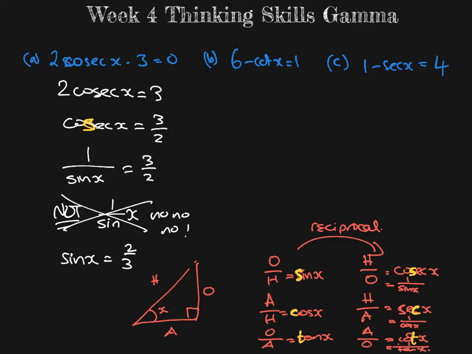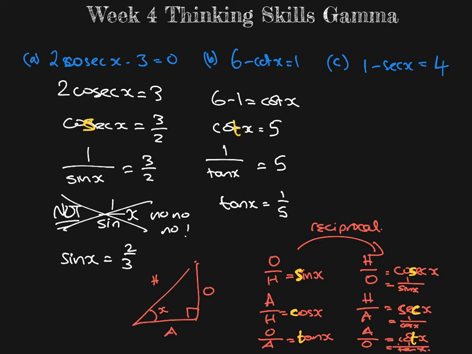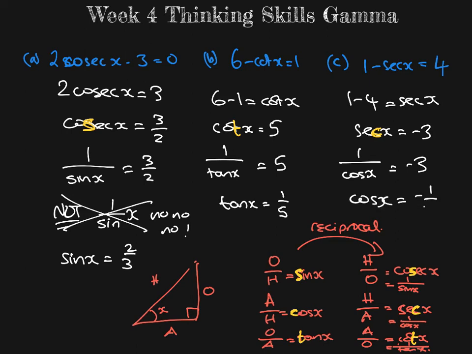Next, let's move the 1 to the left and the cot x over the other side. So cot x is 5. Look at the third letter. Third letter is a T, so this is 1 over tan x is 5, and reciprocating both sides, tan x is 1/5. Lastly, I'm going to move the sec x over to that side. So that gives me sec x is -3. Look at that third letter. It's a C, so this is 1 over cosine. 1 over cos x is -3. Reciprocating both sides, cos x is -1/3.